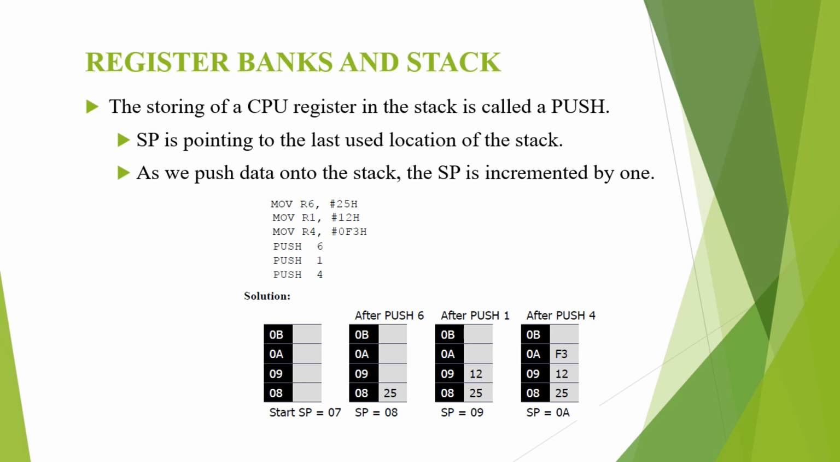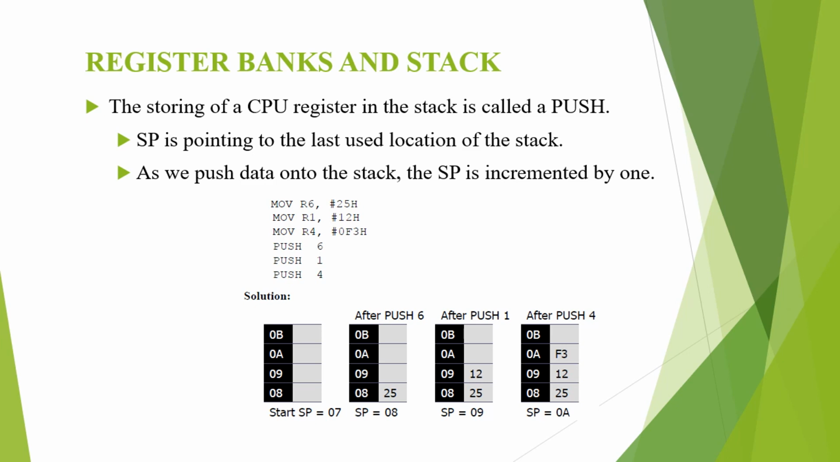Initially, the stack pointer register will be pointing to the location 07H, meaning SP will have the value 07, and the values in 08, 09, 0A, 0B are as shown in the figure. So now, after the first 3 lines of code are executed, we have the push 6 instruction to be executed.